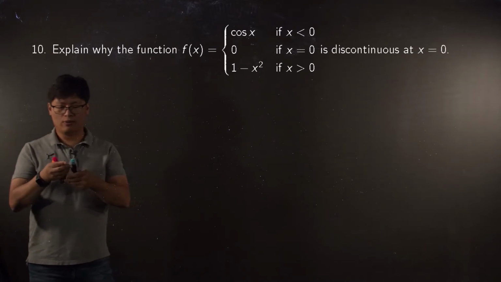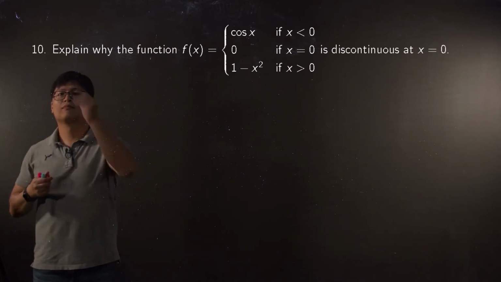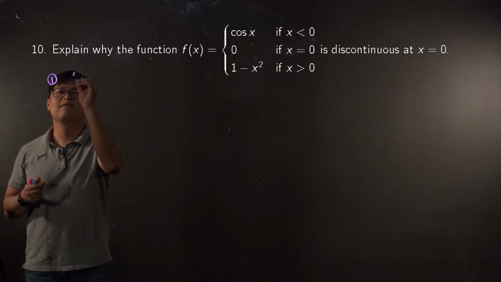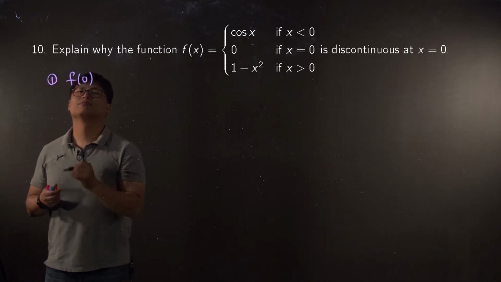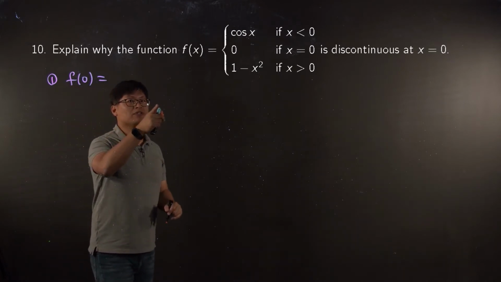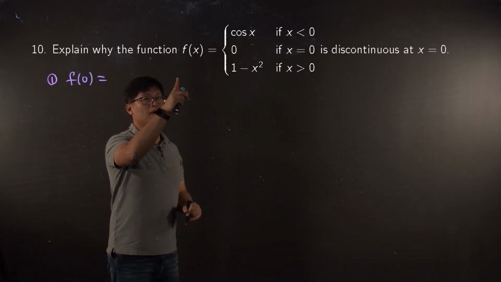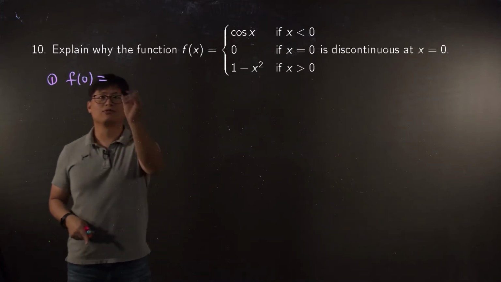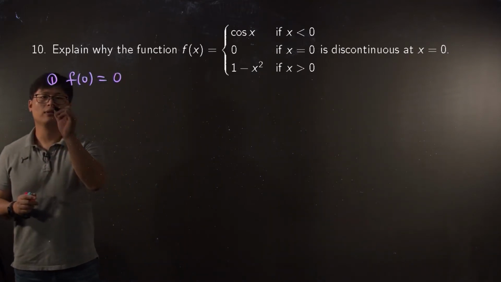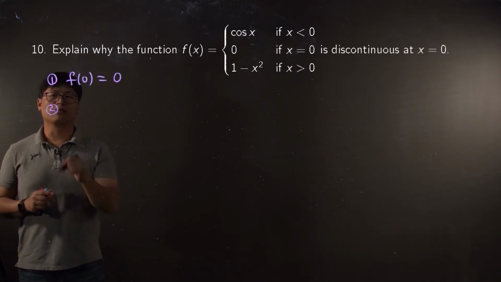Let's do it. Here we go. So the first step, function value. We must have f of 0. Look at your piecewise defined function: the second part is defined at x equals 0, which equals 0. Oh, there is a function value. That's fine. Second one, we have to check the limit.